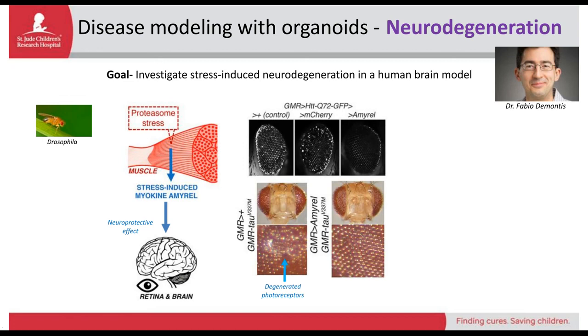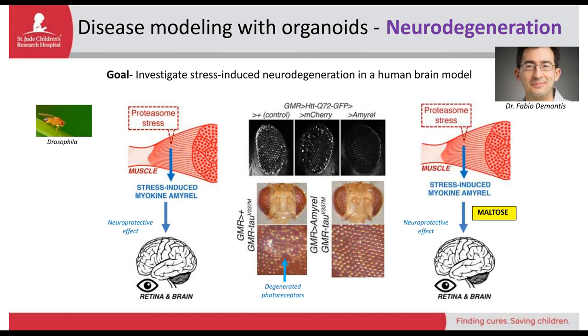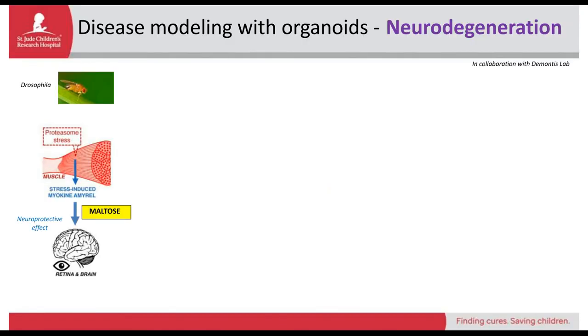They looked into this pathway a little bit more, and they found that this neuroprotective effect of amiral is mediated via maltose. And so the De Montes lab wanted to know if this pathway, which is active in Drosophila, is conserved in humans. Is this something that can be seen in the human brain, as in a human system as well? For that we generated cortical organoids, and we decided to test this pathway in cortical organoids by looking at heat-induced neurodegeneration.